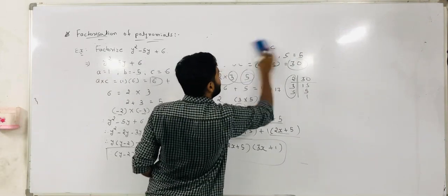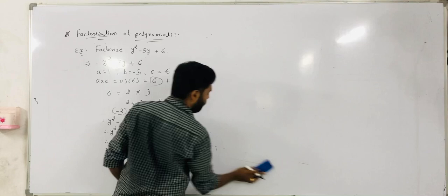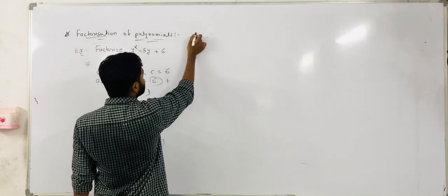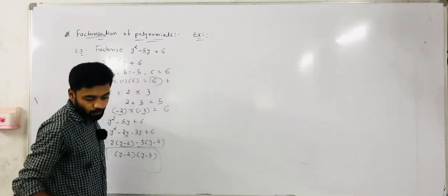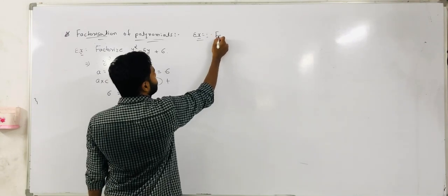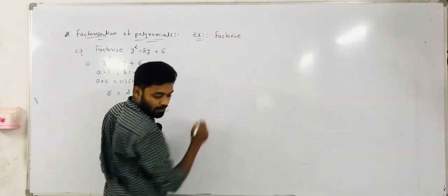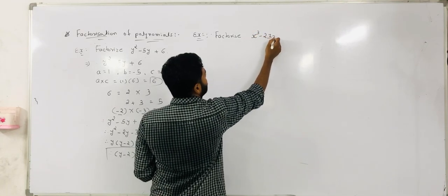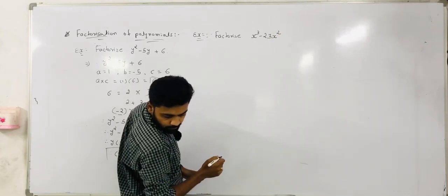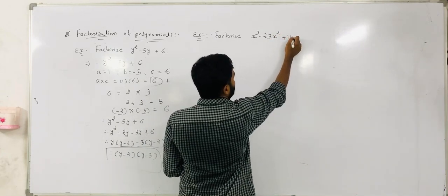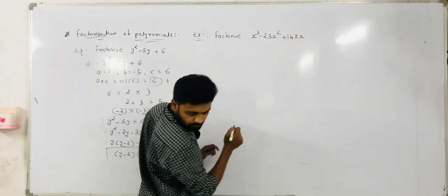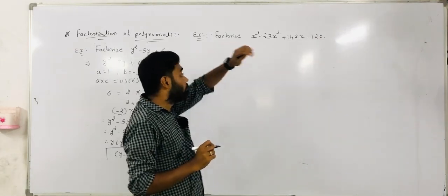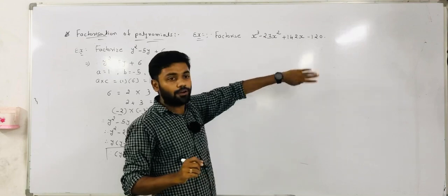This method is for the quadratic polynomial. Quadratic means a polynomial of degree 2. But what if you are given a cubic polynomial? Let's try one example of a cubic polynomial. Factorize x cube minus 23x square plus 142x minus 120. You have to factorize the given cubic polynomial.